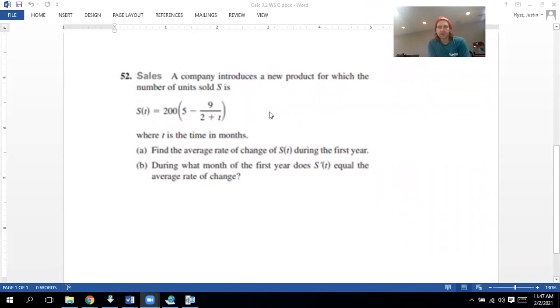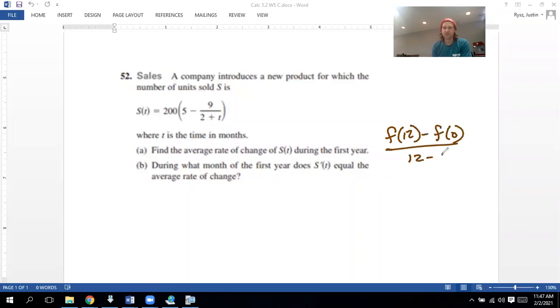Okay. A company produces a new product from which the number of units sold is this. Find the average rate of change of S during the first year. And what is t? t is time in months. So what you want to do here, just like the last problem, is f of 12, since there's 12 months in the year, minus f of 0 over 12 minus 0. So you're going to plug in 12 into that equation. Then it says, at what month of the first year does S prime of t equal the average rate of change? So you're going to have to take the derivative of this equation and set it equal to this answer, just like the problem above.